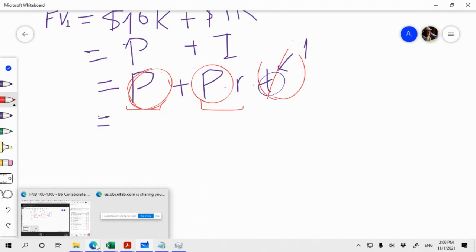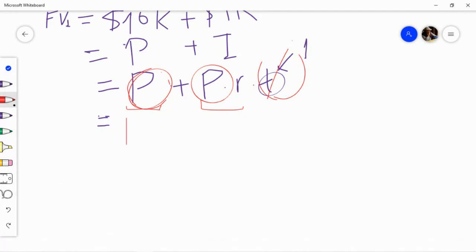I think what you meant was you factor out the common factor, and the common factor is P. So if you factor out the common factor, P times, open parenthesis, 1 plus R. There's no T because T is 1. That's why we ignored the T. So this is basically how you simplify it. So Aura, you got 0.25.